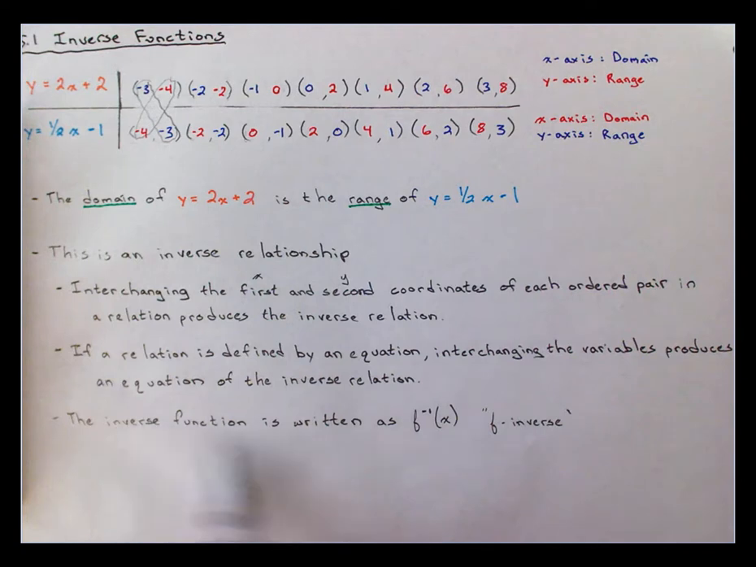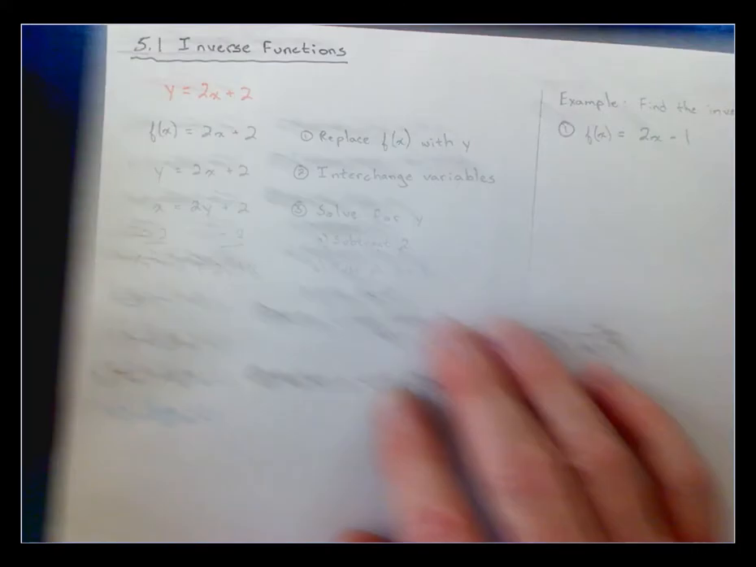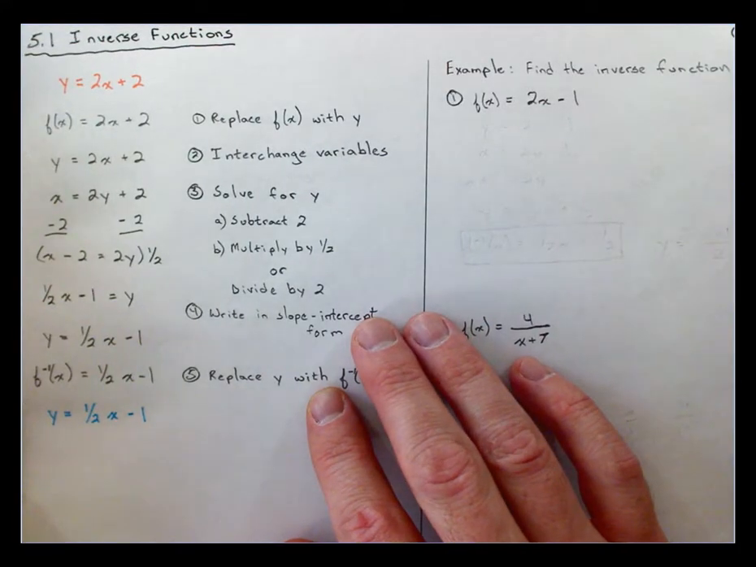And importantly, the inverse function is written as f to the -1 of x, and that means f inverse. You're not actually taking it to a power. It just illustrates this is an inverse function of some other function. So let's look at that. If I have a function, how do I find its inverse function?